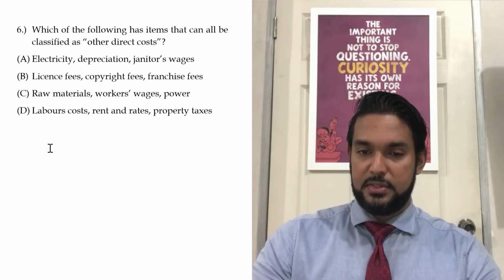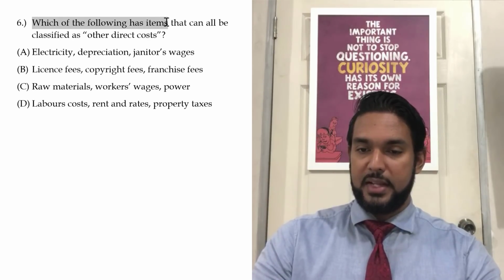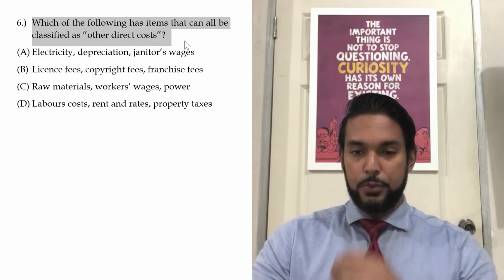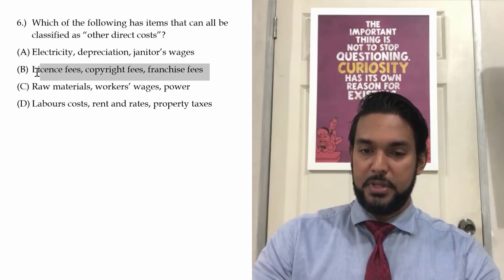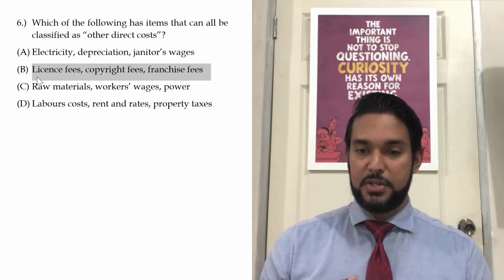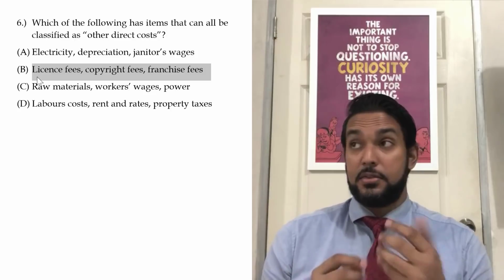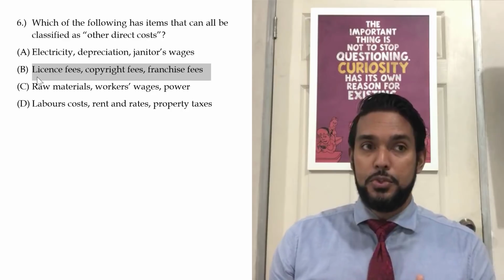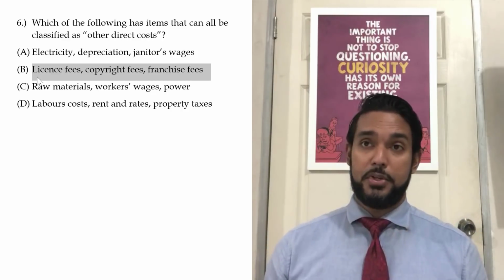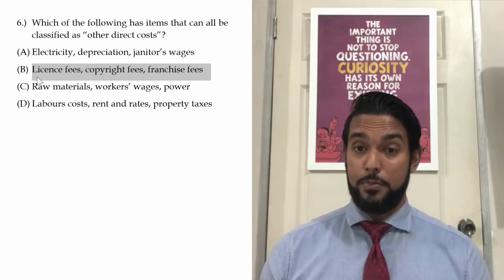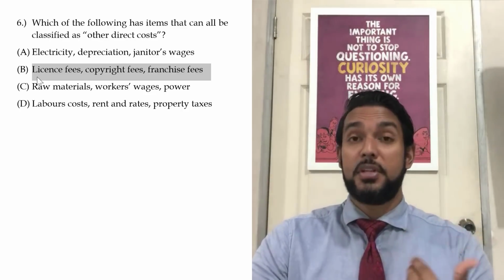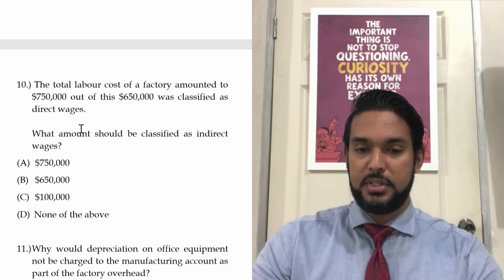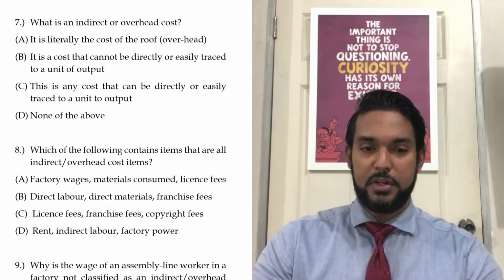Number 6. Which of the following has items that can all be classified as other direct costs? Okay, so I'm going to go right ahead and say this is option B. License fees, copyright fees, franchise fees, trademark fees, any subscriptions, all that kind of stuff. These are items that need to be paid for permission to use something in your production process, and that is directly traceable to units of output, or attributable to them. So let's put that in our yellow, and let's go down to question 7. I'm going to scroll back across if I have not already done so.